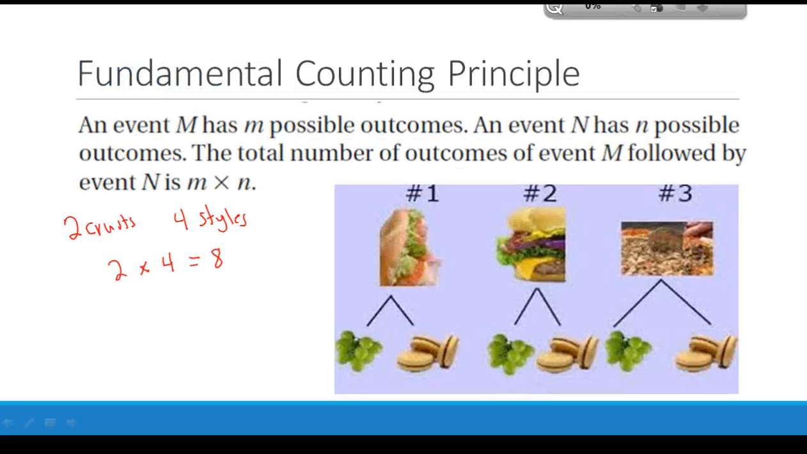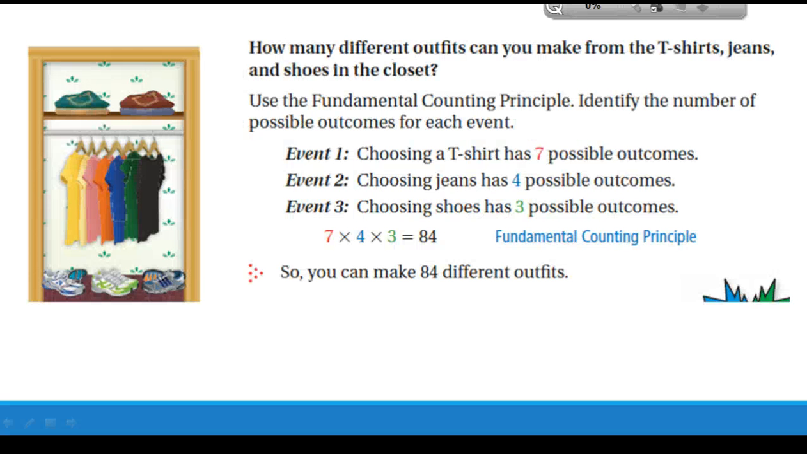So it's the number of possibilities or outcomes for event m times the number of outcomes or possibilities for event n, in this case 2 times 4. Okay, so let's look at this.